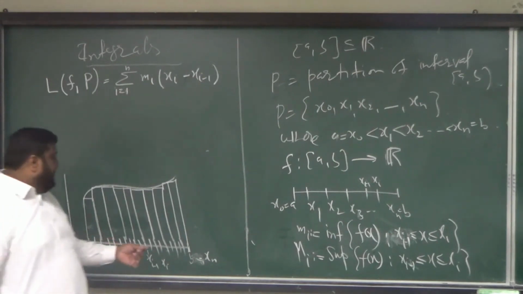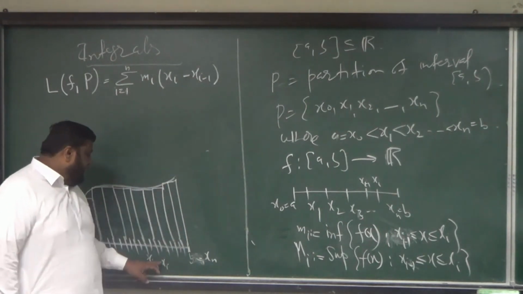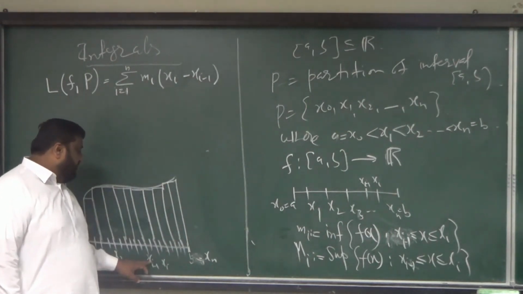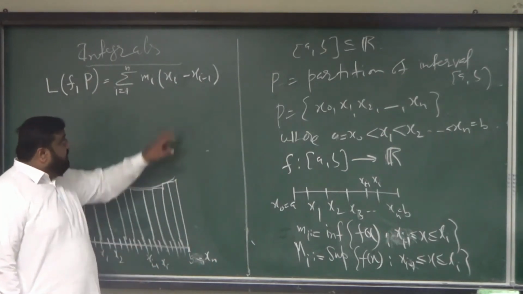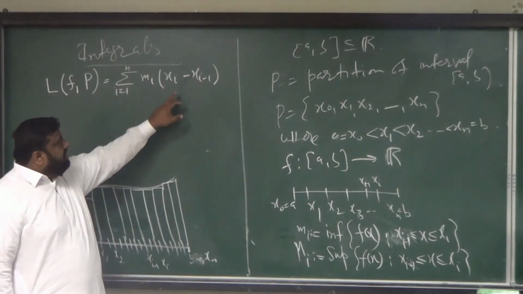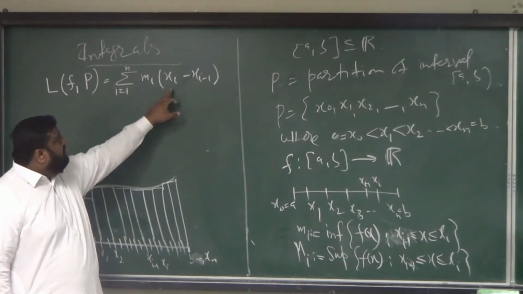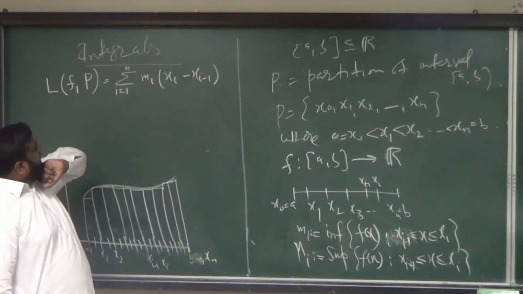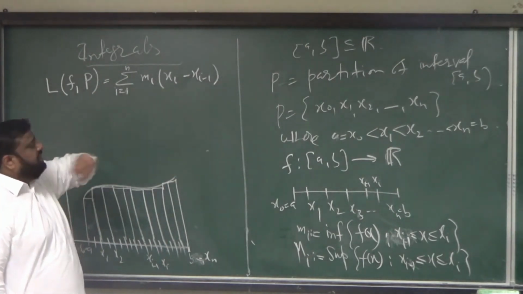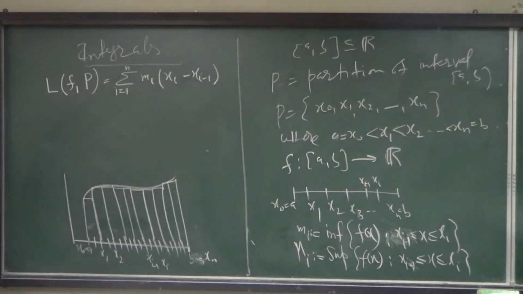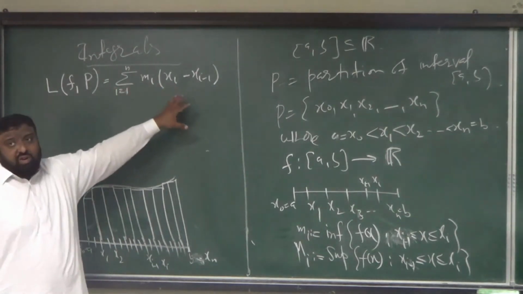So, for example, x_i minus x_{i-1}, it's not a start. So it's positive. Is it making sense? So this is representing basically the lower Riemann sum.